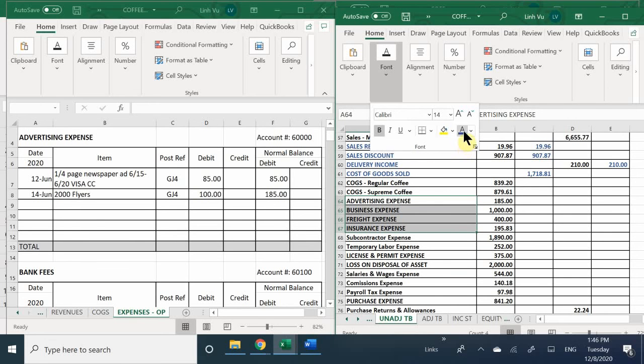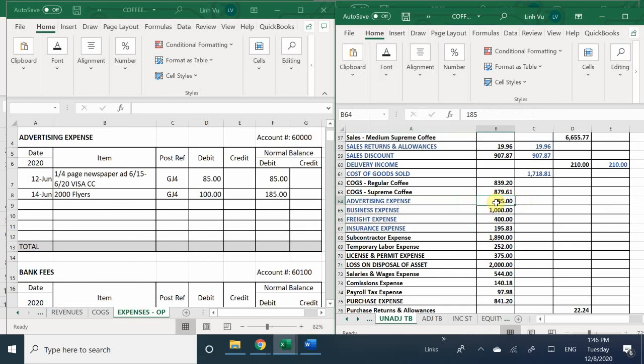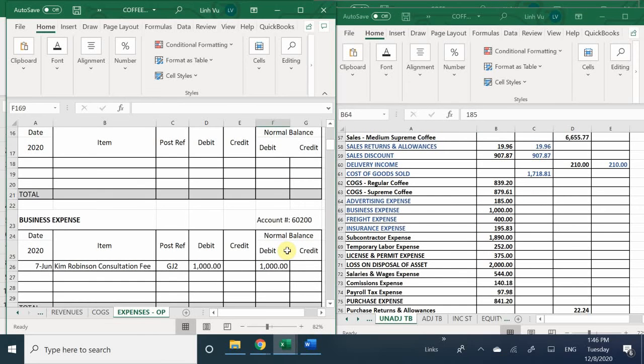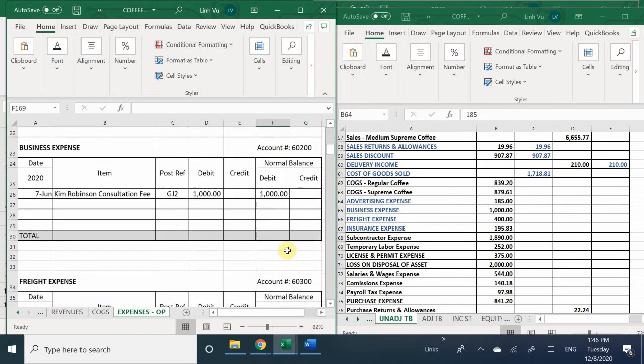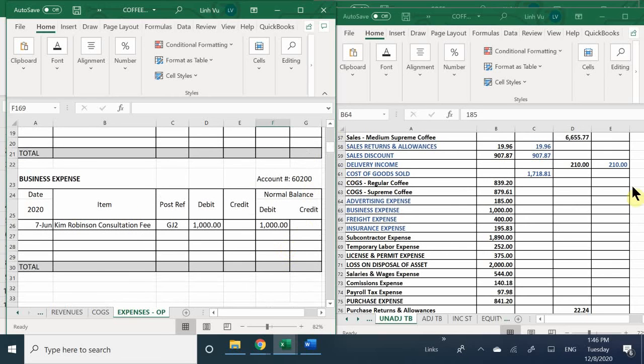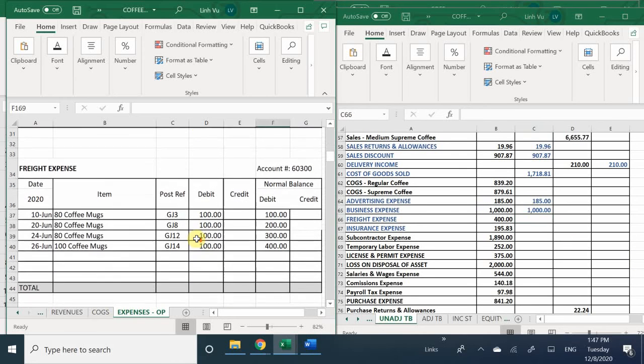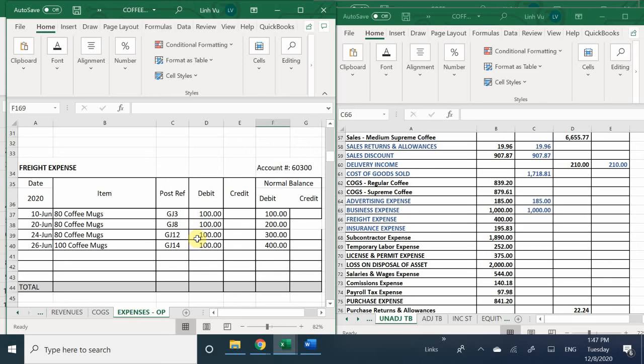Okay, so first one is going to be my advertising expense. Did that change? No, so that's going to be the same. We haven't had bank fees yet. Business expense, did that stay the same? Yes, it did. So it's still 1,000. All right. What about my freight expense? I think that changed. Oh, no, it's still 400.